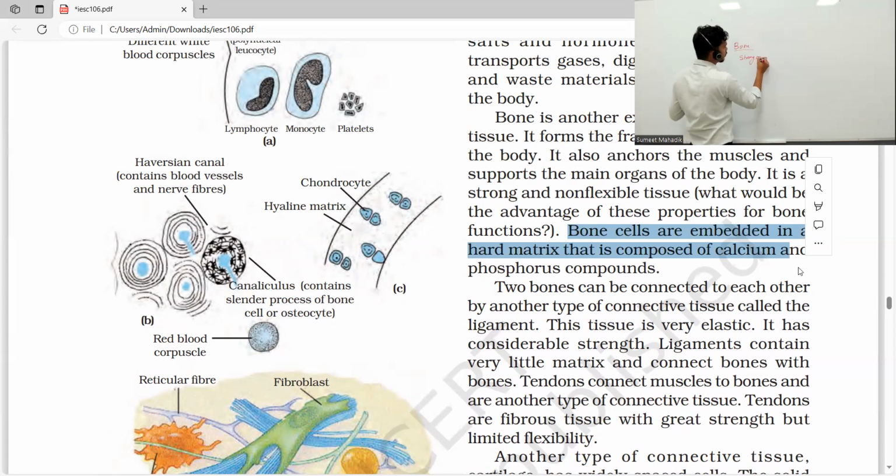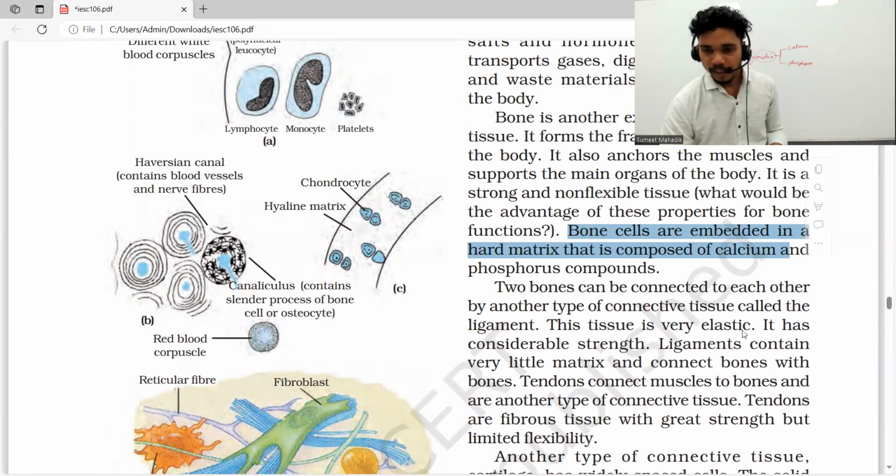What is matrix? Fiber-like structures are there. Made up of what? Calcium and the majority is phosphorus. Majority is what? Calcium and phosphorus. Okay, it is made up of this.